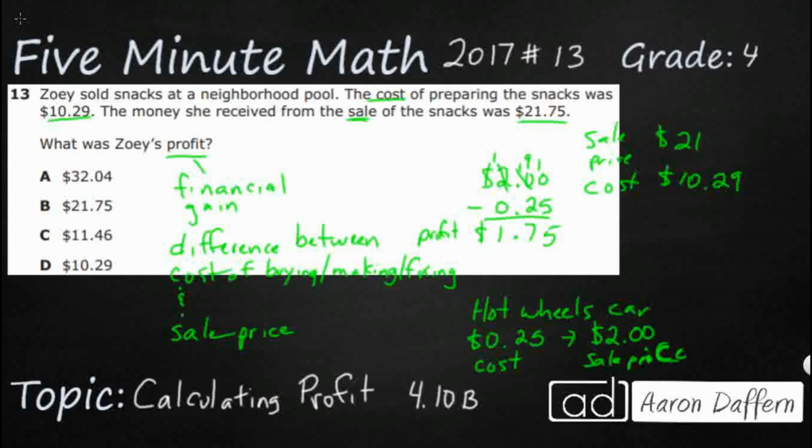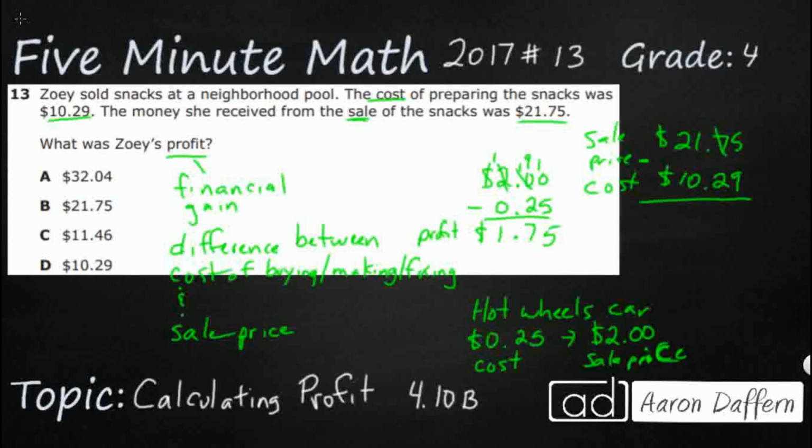And hopefully you always want to be making money. So you need your sale price to be greater than your cost. If for some reason your sale price is equal to or less than even your cost, then you're losing money. You don't want to spend $10.29 making snacks and only sell them for $5. Now you've lost money. So we simply subtract these two.